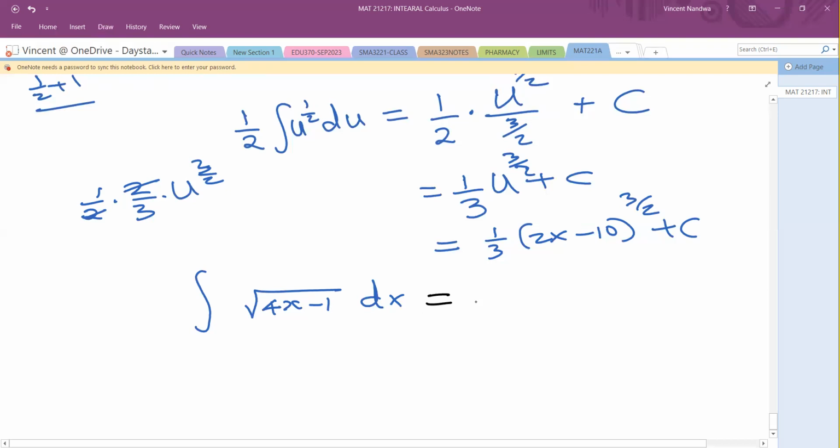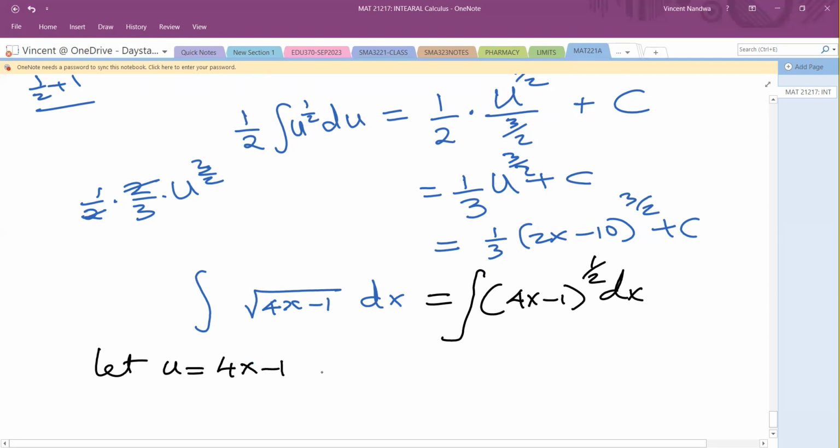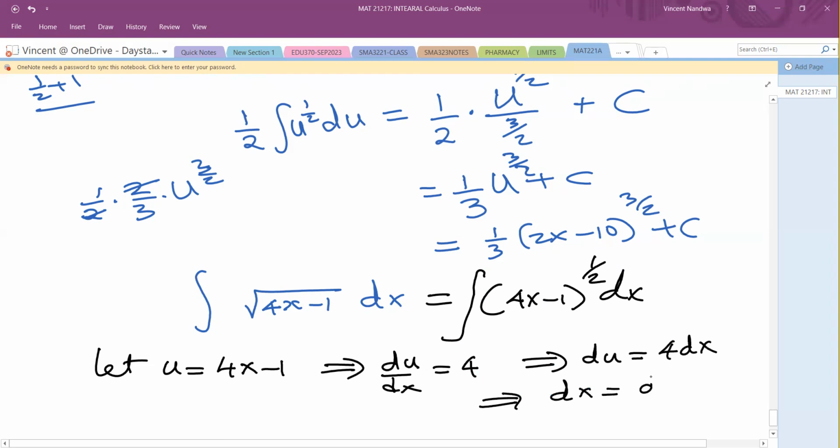So the first thing is that you realize that this will be written as (4x minus 1) power half dx. What is your u? 4x minus 1. So which means du/dx is 4, so du is 4 dx, which means dx alone will be du over 4, correct? So that part is okay.